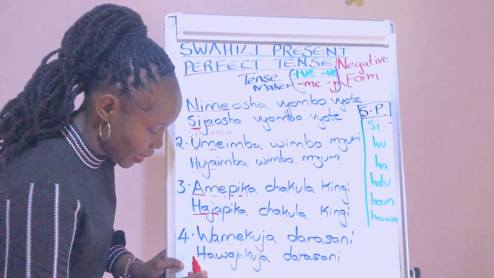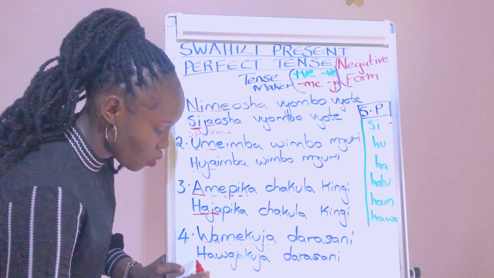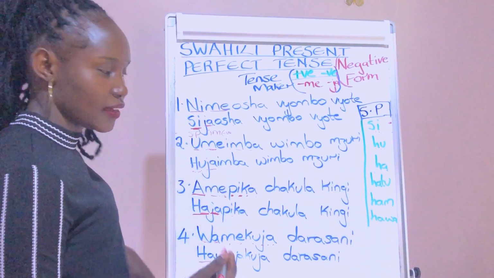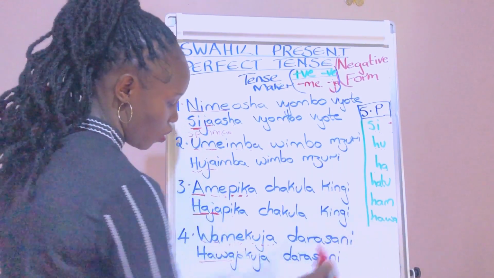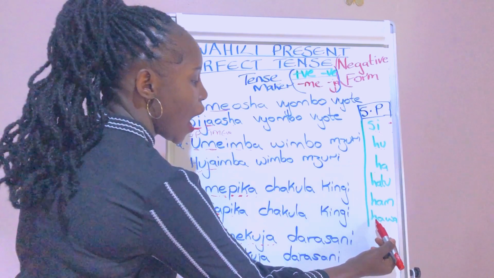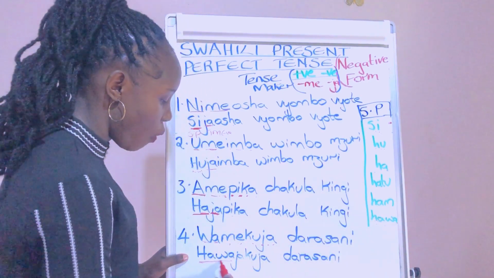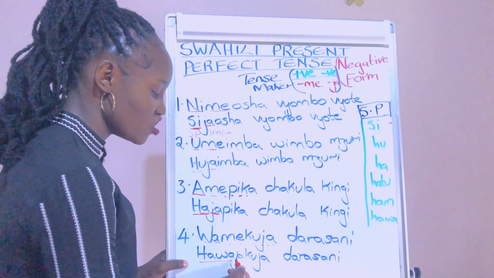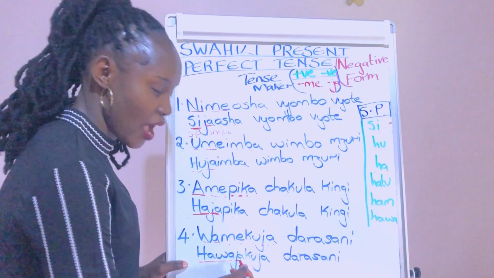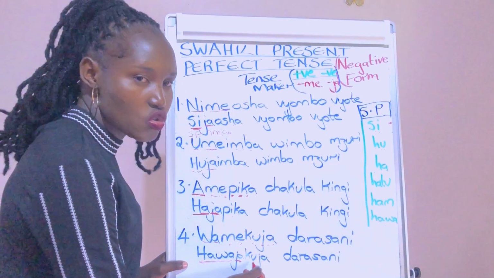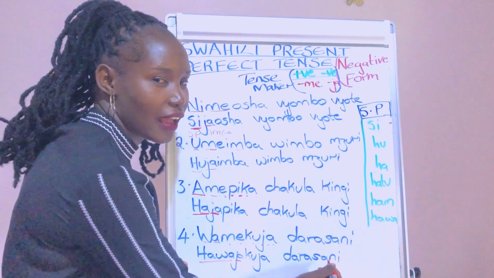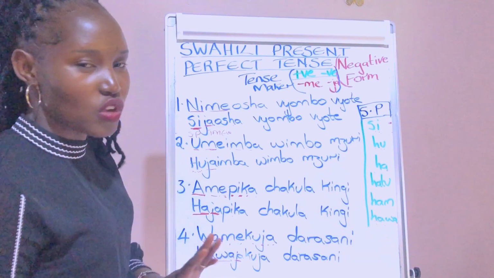So let's change this into negative form. Wa changes to hawa. Hawajakuja darasani. Hawa, they all. Wamekuja darasani. So wa changes to hawa for they all. So we say hawaja is our tense marker, negative form. Then we add the verb, which is kuja. So hawajakuja darasani. Darasani is class. They haven't come to class.